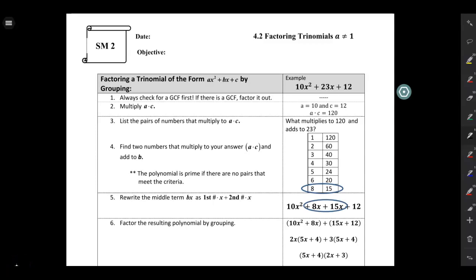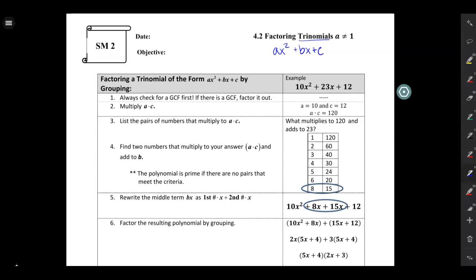Okay, today we're going to be talking about factoring trinomials when a is not equal to 1. So let me just explain to you what that means and what it's going to look like. A trinomial is anything that has three terms, and it's always in the form ax squared plus bx plus c. And what we're going to be looking at is any time that this first number a is not 1. So let's go ahead and look at an example of this.